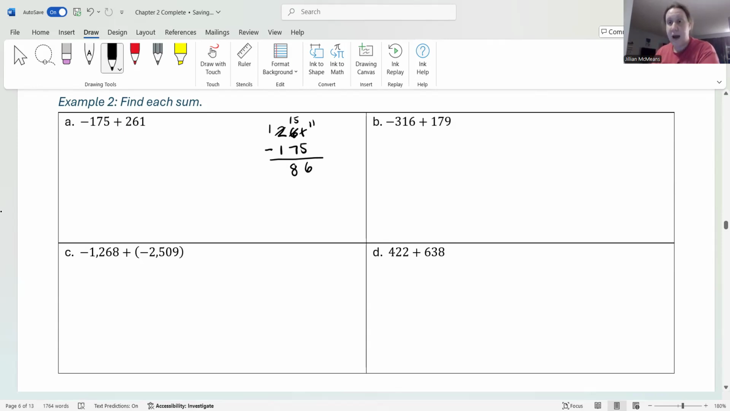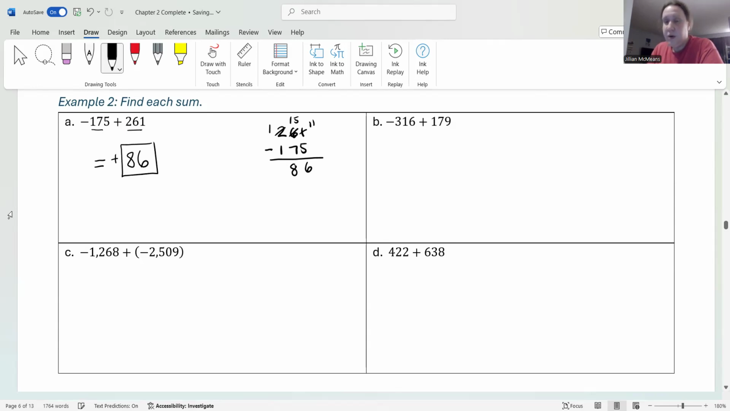So ask yourself, what did I have more of? That's really technically saying which had the larger absolute value. So we have 175 negatives, but we had 261 positives. We had more positives than negatives. That tells me my final answer is positive 86.